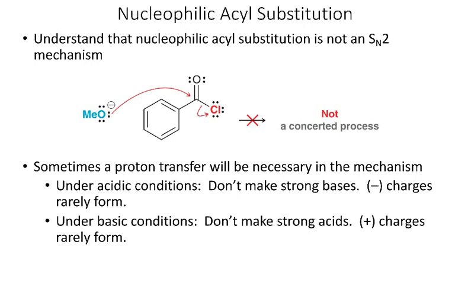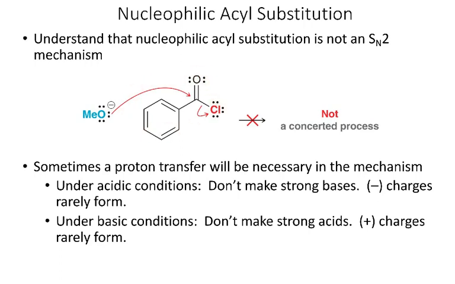The other thing to note is it's not the same as an SN2 process. In an SN2 process, the nucleophilic attack and the loss of leaving group all happen in one mechanistic step. It's a concerted process, right? That's not what's happening here. Here we have first nucleophilic attack, and then in a separate step, loss of a leaving group. So it's important not to draw these as a concerted mechanism.